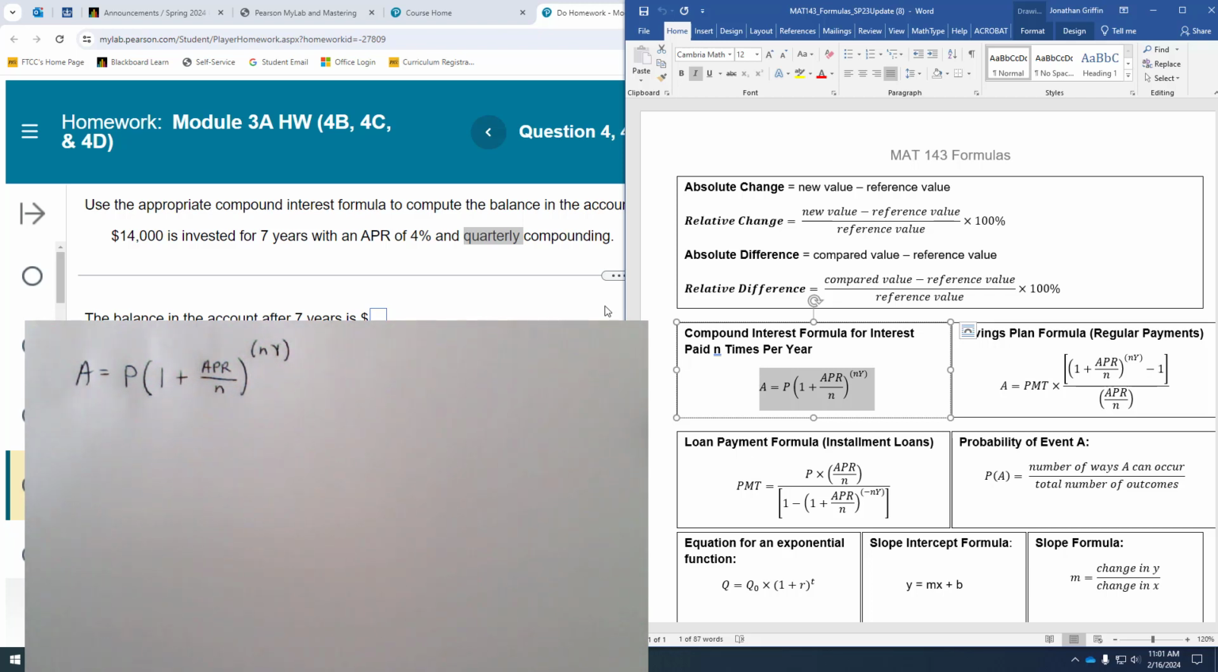If you see the word annually compounded, then that will be 1 time a year. Semi-annual compound would be 2 times a year. Monthly compounding would be 12 times a year, and so on.